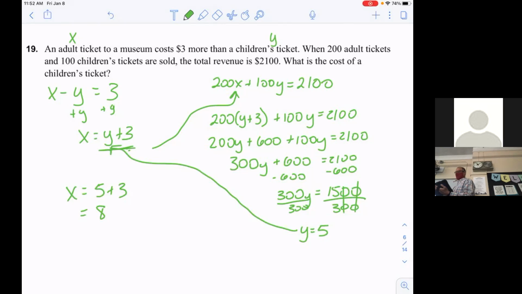So that means that, and actually, did we have to do that? What did the question ask us? What is the cost of a children's ticket? What did we end up solving for when we solved for y? A children's ticket. So we didn't have to back substitute that. That was y equals 5 is my answer.